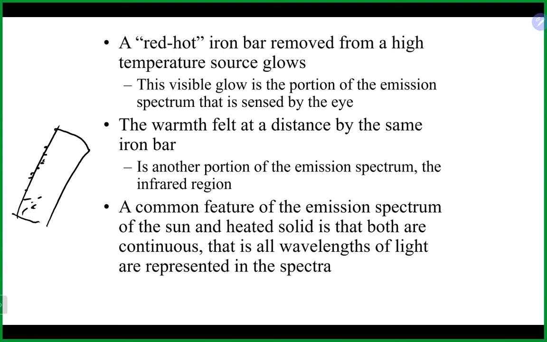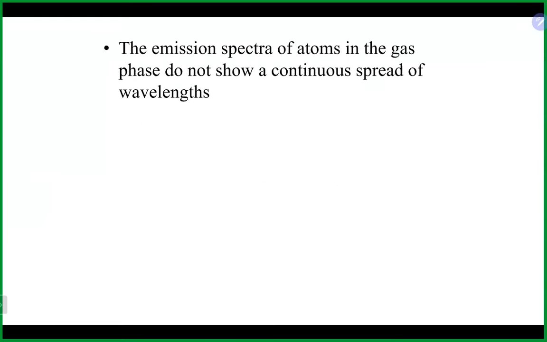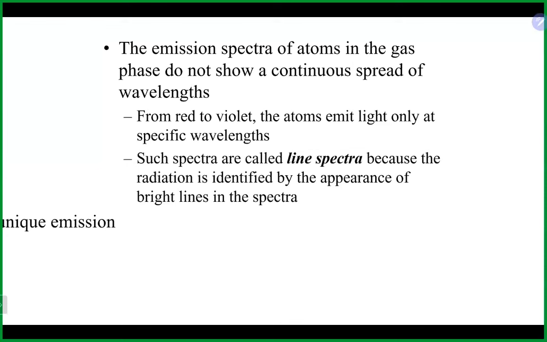So when we talk about a continuous spectrum, all the wavelengths of light are represented in the spectrum because it's all coming off at once. And again, that's like walking up a ramp versus the stair approach that we see in a quantized situation.